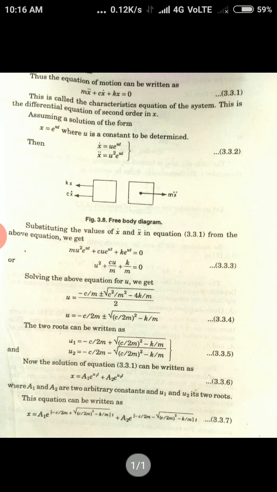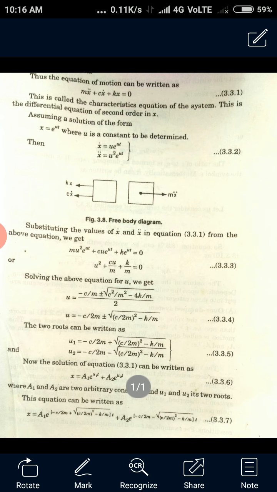So in that form, u equal to minus b, which is minus c by m, plus or minus square root of b square. b square is c square by m square, minus 4ac. Here a is 1 and c is k by m, so 4 k by m, divided by 2a, and 2 into a is 2. Simplifying this, you write u equal to minus c by 2m plus or minus square root of, taking the 2 inside, c by 2m whole square minus k by m.